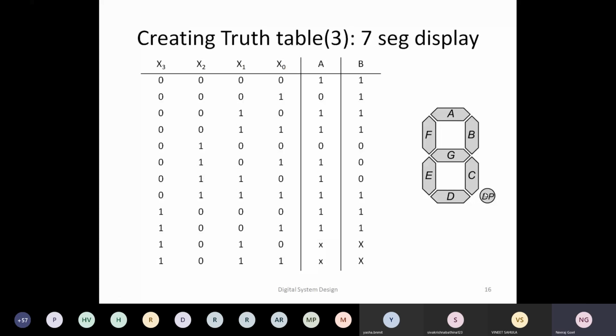In those cases, the combinations more than 9, like 10, 11, 12, 13, 14, 15, they will not result in anything. So you don't care what is the value of A. They are called incompletely specified functions, or as we were saying before, these are actually don't care conditions in your K map.